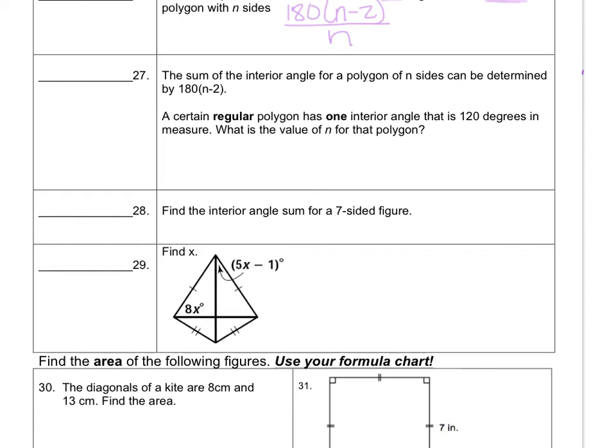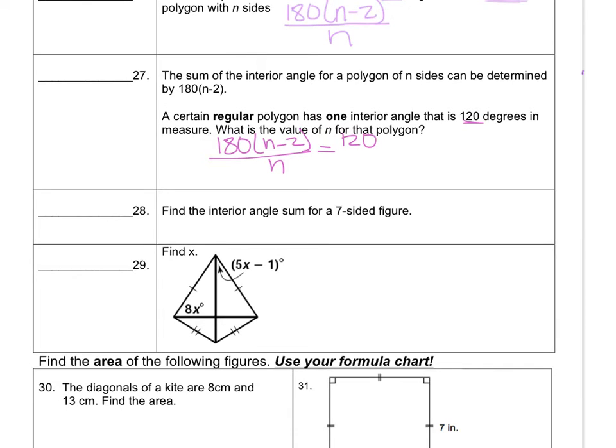Okay, it says a certain regular polygon, regular means all sides the same, all angles the same, has one interior angle that is 120 degrees. We're looking for the value of n for that polygon. So really we're just using this formula and setting it equal to 120. So what I have is 180(n minus 2) divided by n. This is the formula for a regular polygon when you're looking for one interior angle. One interior angle is given. What is that? It's 120. So set this equal to 120.